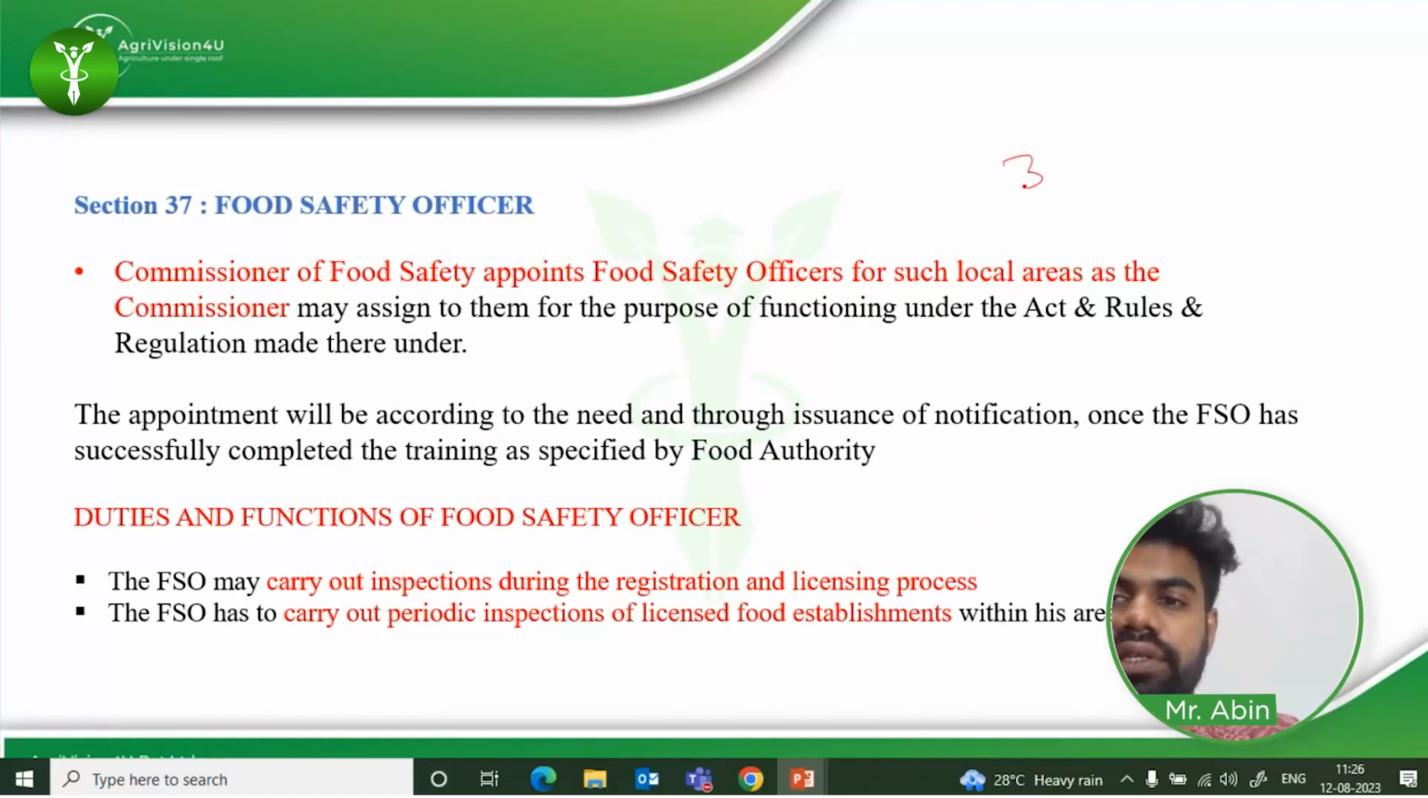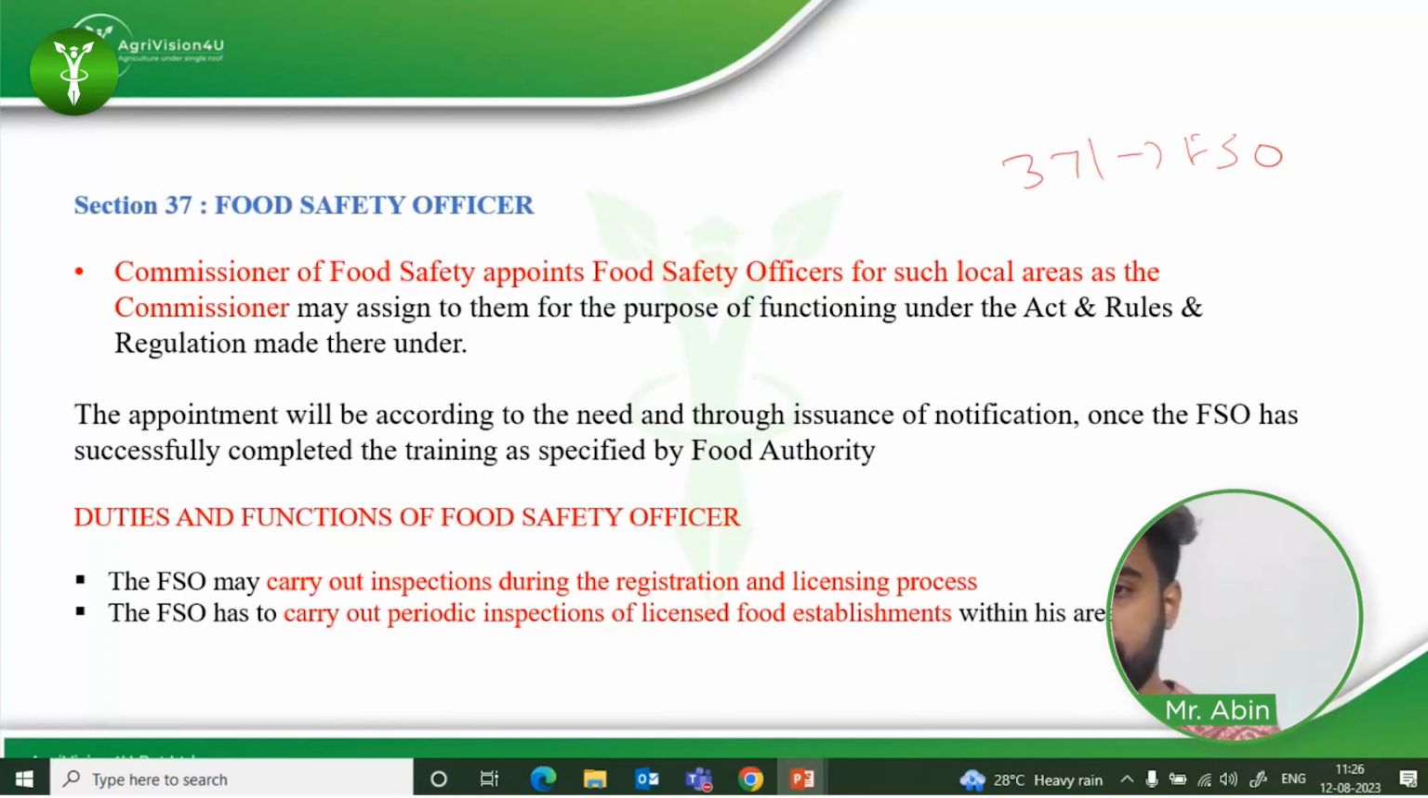Under section 37, the FSO comes in. This is also very important. What are the day-to-day activities of the FSO? The Commissioner of Food Safety appoints food safety officers for such local areas as the Commissioner may assign to them, for the purpose of functioning under the act and the rules and regulations made thereunder.